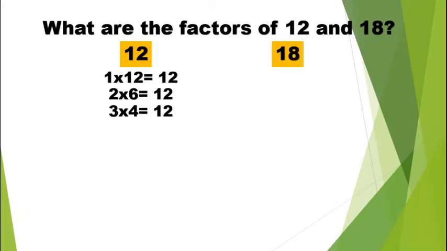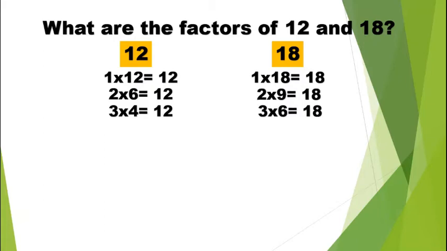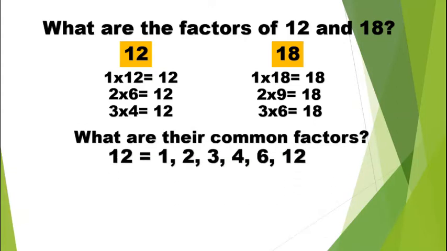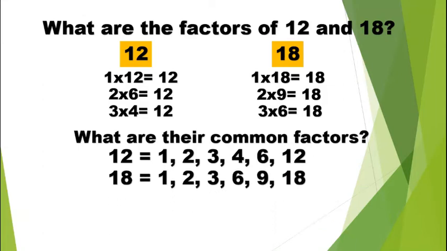So let's have 18. What are the factors of 18? We'll start with 1 times 18. Next, 2 times 9, 3 times 6. So the following are the factors of 12 and 18. So we can say that 12 has the factors of 1, 2, 3, 4, 6, and 12, while 18 has the factors of 1, 2, 3, 6, 9, and 18.